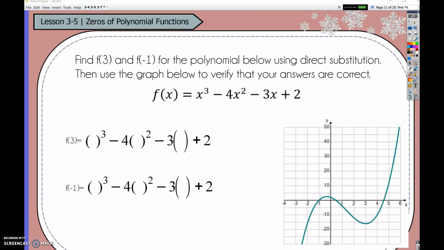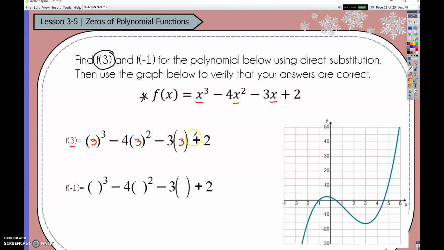This first slide asks us to find f of 3 and f of negative 1. It might be important to recall that when something says they want f parenthesis a number, that doesn't mean f times 3. It means the function will be f, as we have right here, and 3 will be in place or substituted for an x value. So in this case, for the first one, we want f of 3. That means we want 3 to go in place where all the x's would have been in the original equation.